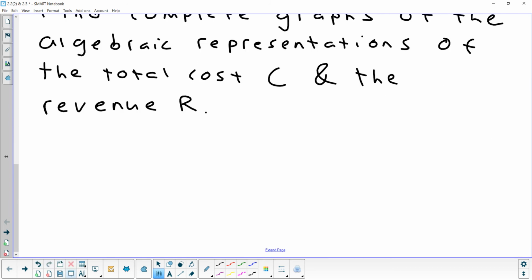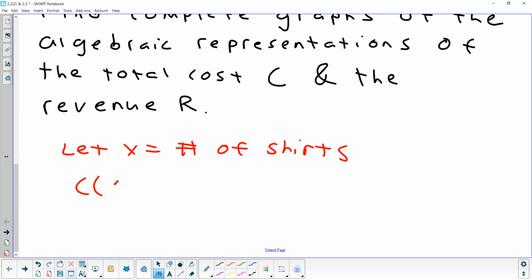So we're going to pick a variable to represent the number of shirts that we make. You could use S for shirts, but sometimes my S looks like a 5. That can be confusing. So let's stick with X. So let's let X equal the number of shirts. And we're going to find cost as a function of X and revenue as a function of X.